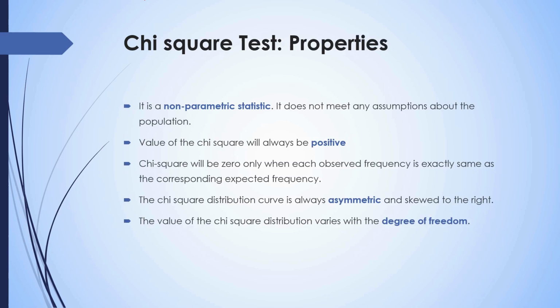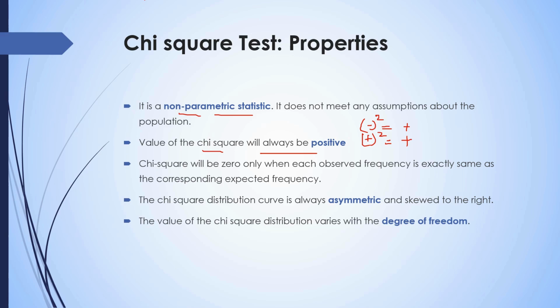Now let's look at the properties of chi-square test. The first property is it's a non-parametric statistical test. This means it will not meet any of the assumptions of the parametric statistical test, and hence it will not meet any assumptions about the population also. The second one is that the value of chi-square is always positive. Now this, if you square a negative value, you will get a positive value. If you square a positive value, even then you will get a positive value. So the value of chi-square will always be positive.